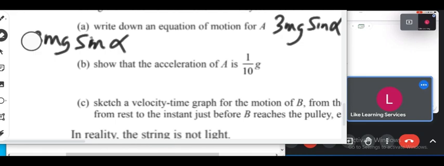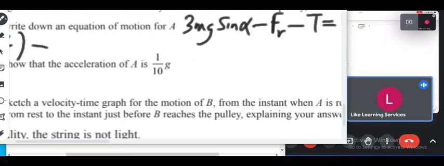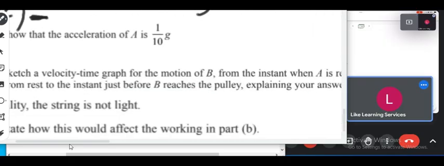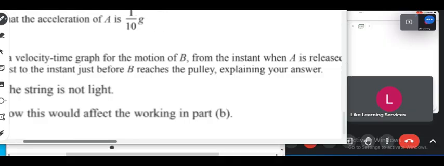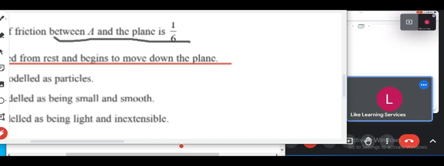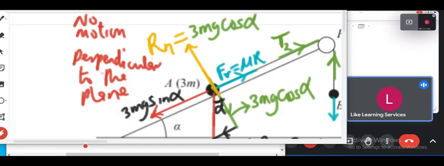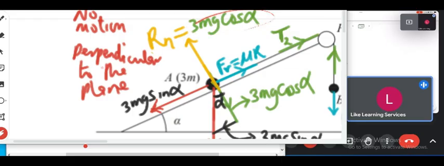Okay, so 3mg sin alpha. What's sin alpha? Sin alpha is 3 over 5. Minus frictional force, which is mu R. What's mu? Mu is 1 over 6. We're given mu as 1 over 6. Coefficient of friction is 1 over 6, and frictional force is mu R, which is 1 over 6 for mu times the normal reaction, 3mg cos alpha.